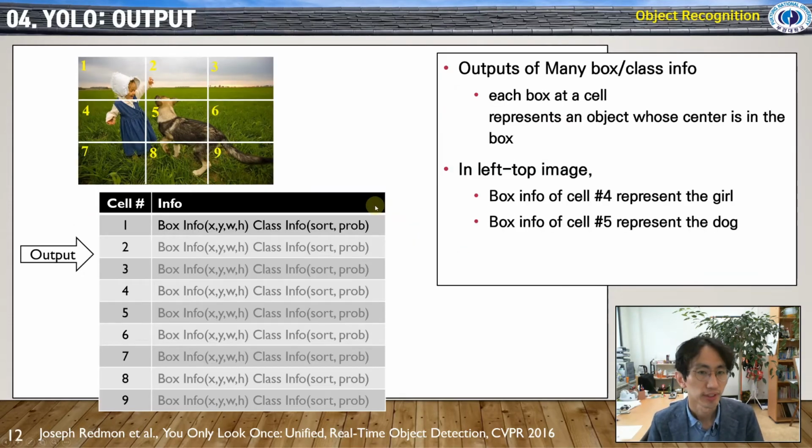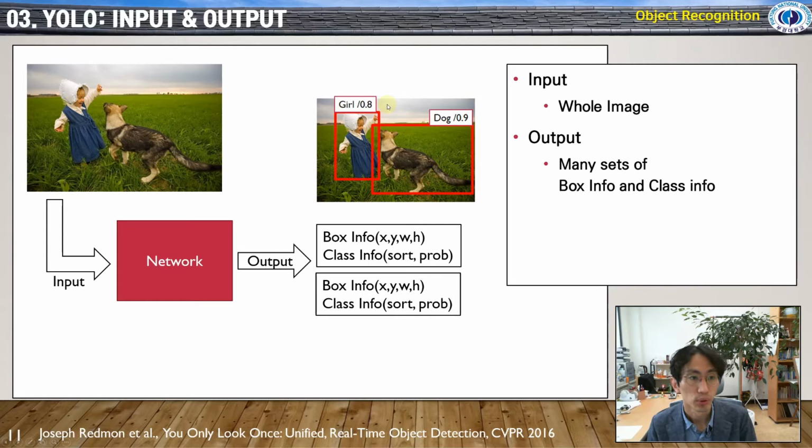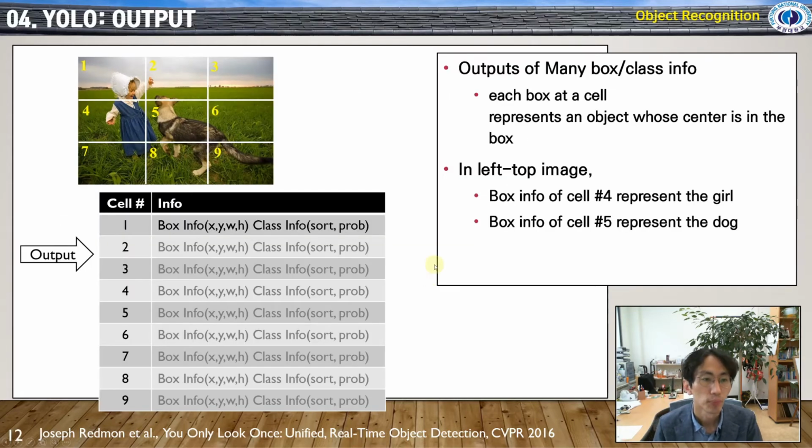Okay, I already explained this. There is an input and an output of YOLO. The input of YOLO is the whole image, and the output is the boxes. Okay, this is the girl, this is the dog. So we have the output boxes. The output is going to be in this shape: box information and class information, and box information and class information. If we formalize this output into the neural network style, then we have this output.